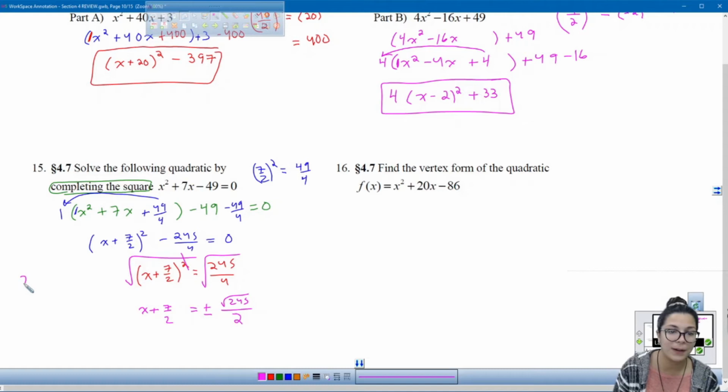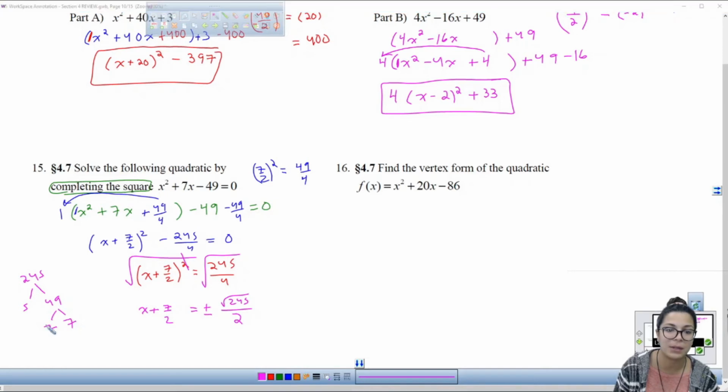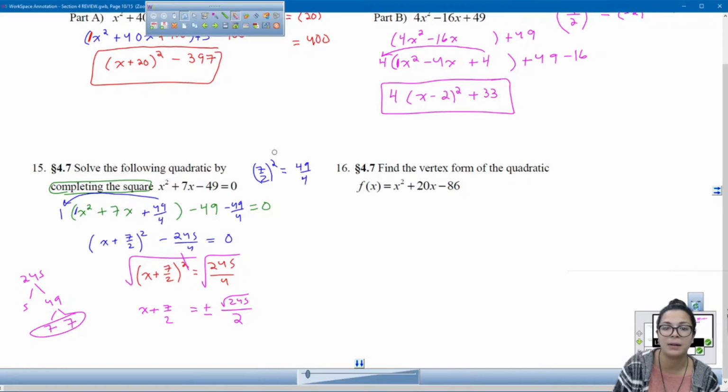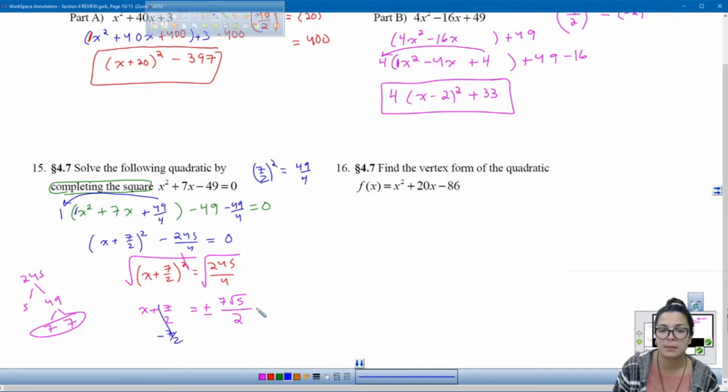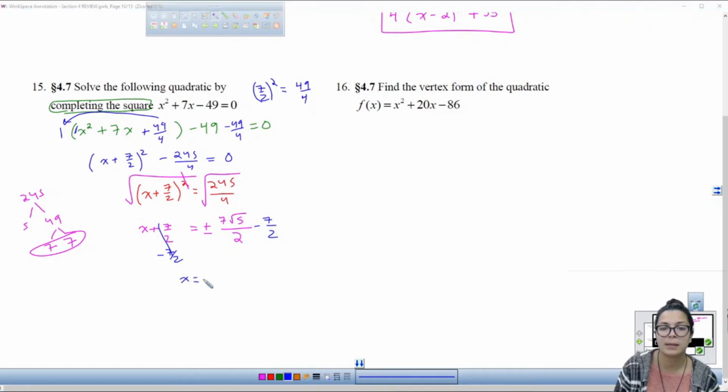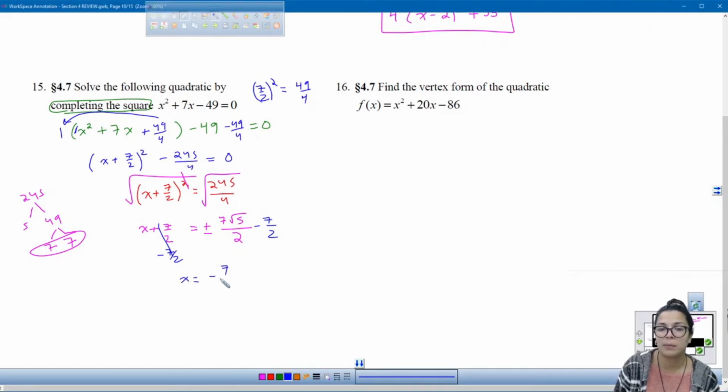Now the square root of 245, I can actually simplify that. 245 is 5 times 49, and 49 is 7 times 7. So there's a 7 that comes out of that. So I'm just going to erase it to simplify it. And then a square root of 5 that stays on the inside. Okay. The last step would be to subtract 7 over 2 on both sides. And so our final answer, x equals, usually the constant goes in the front, and then your plus minus radical goes in the back. And that's my final answer.